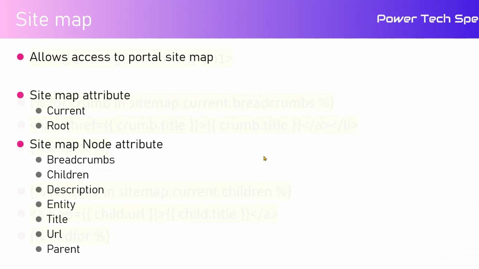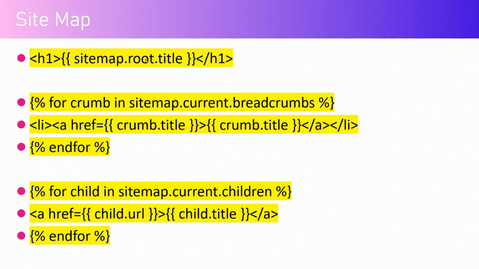Now, if you see the syntax over here, it says sitemap.root.title. So if you want to see what is the title of the root page, then it will display that. And you can also iterate through the breadcrumb by going through this logic. All these things I'm going to explain in the demonstration.